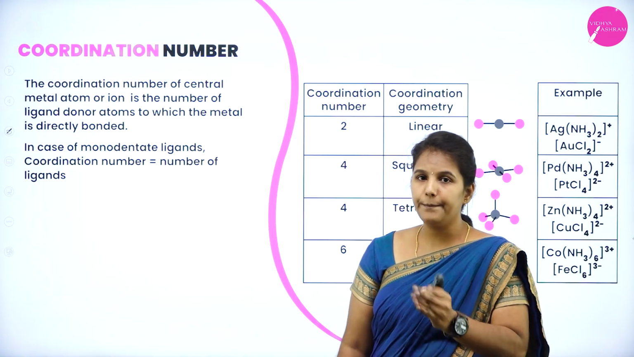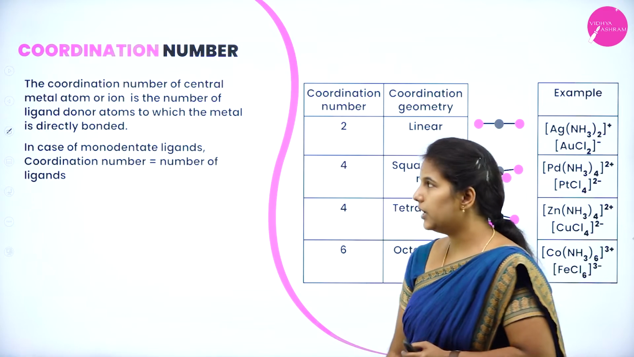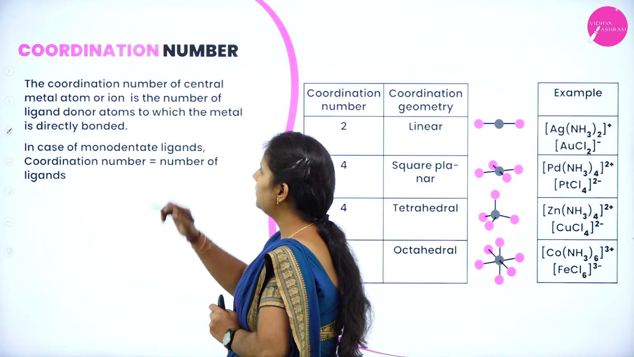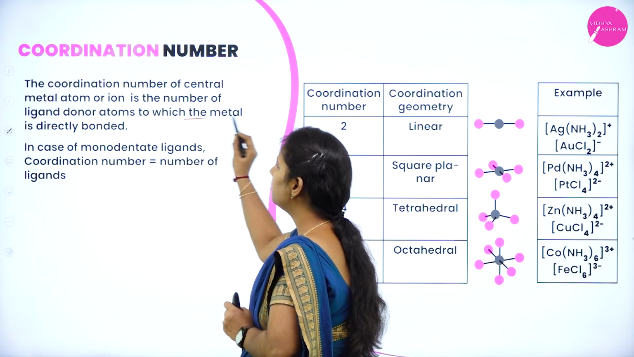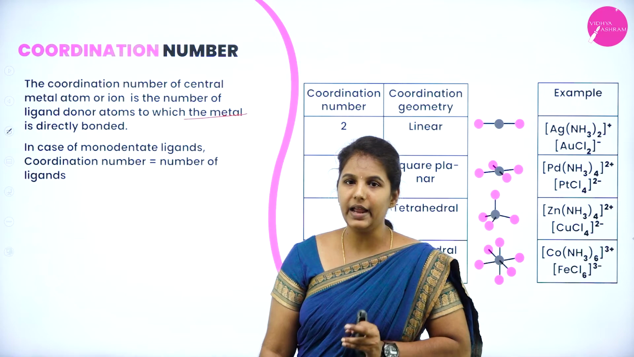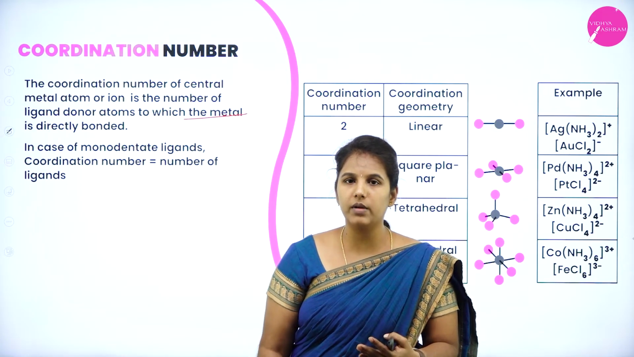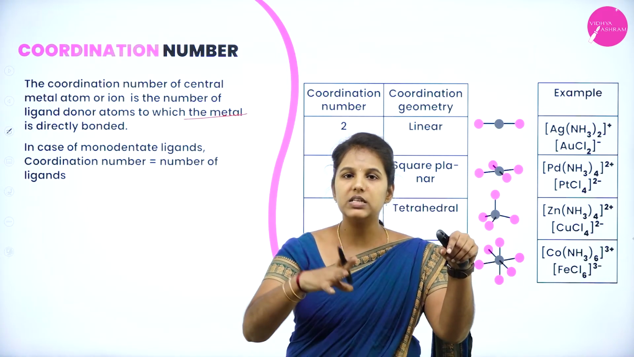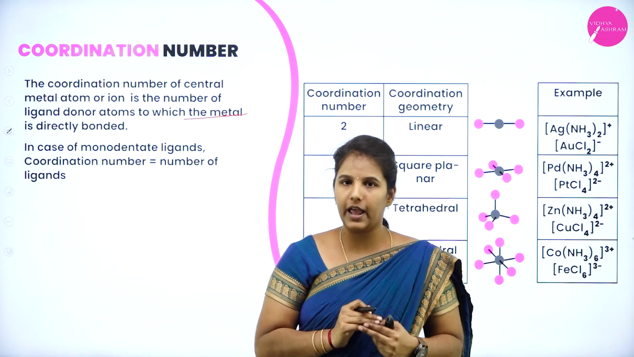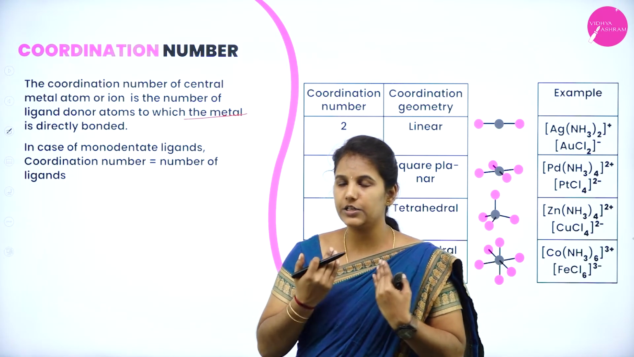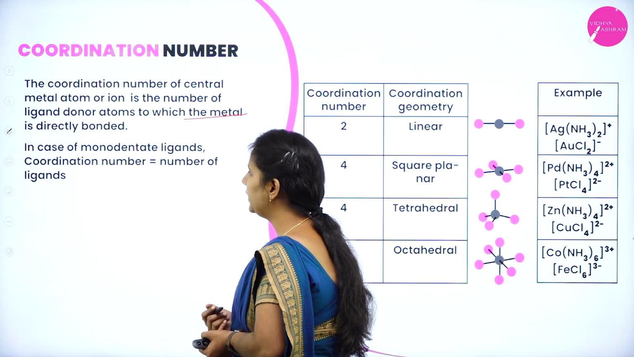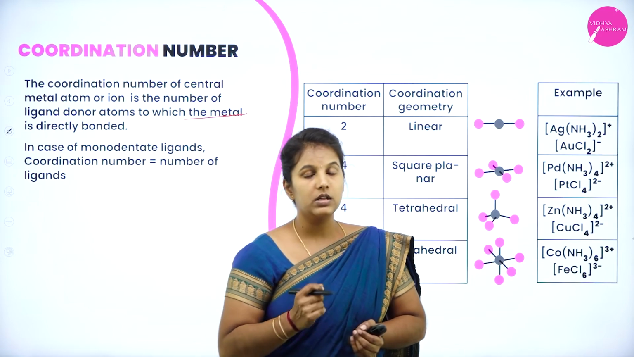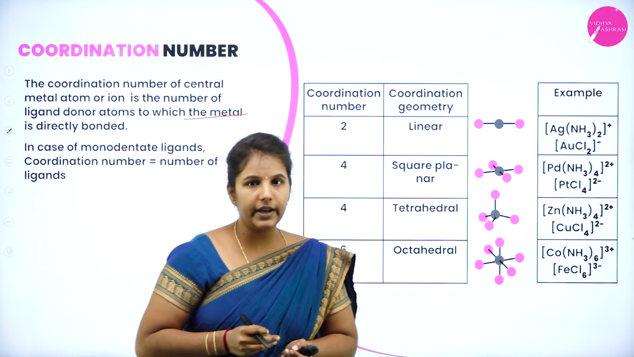So, the next important definition is coordination number. The coordination number of the central metal atom or ion is the number of ligand donor atoms to which the metal atom is directly attached. Always remember there will be one central metal atom which is surrounded by different kinds of ligands. That is known as coordination number. In case of monodentate ligands, the coordination number will always be equal to the number of ligands.